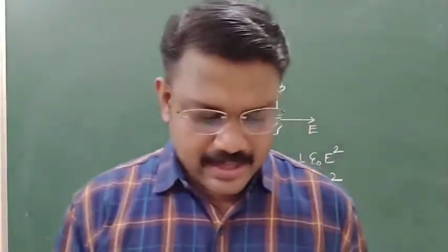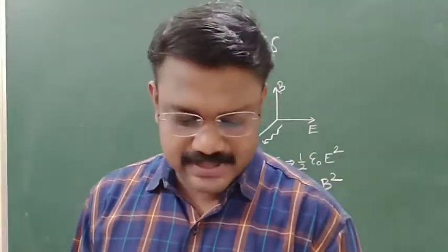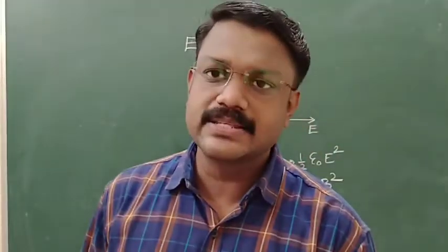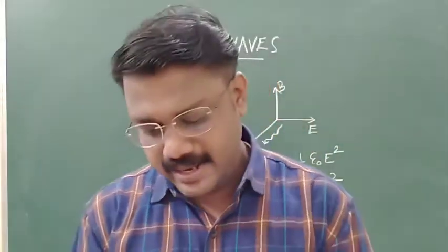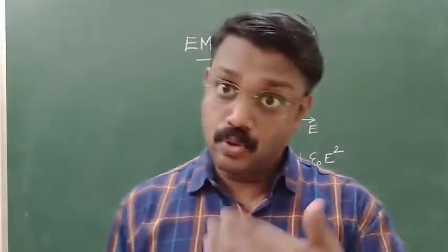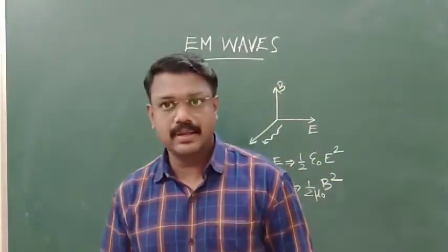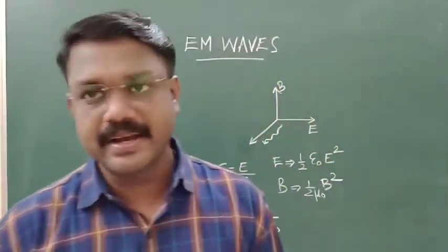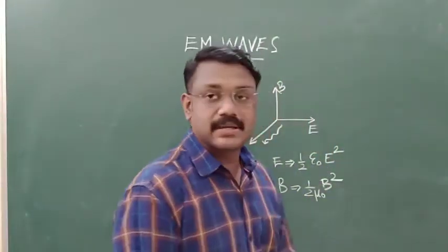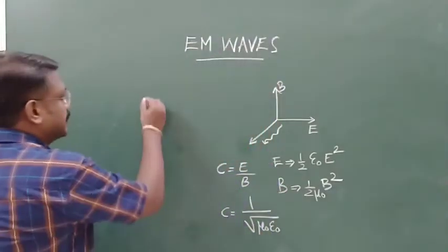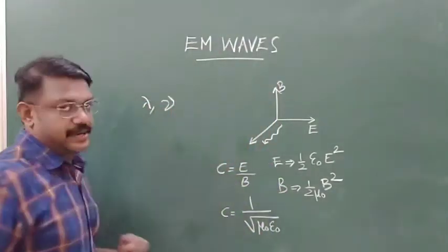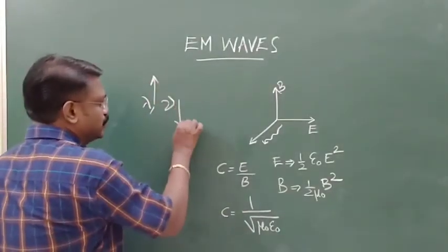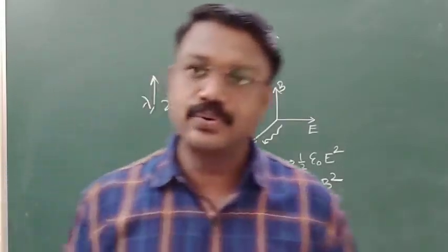Electromagnetic waves have some common properties. Moreover, the properties of a wave that you already know, that is frequency, amplitude, wavelength, all these we have. And wavelength lambda and frequency nu are inversely proportional. As lambda increases, nu decreases.